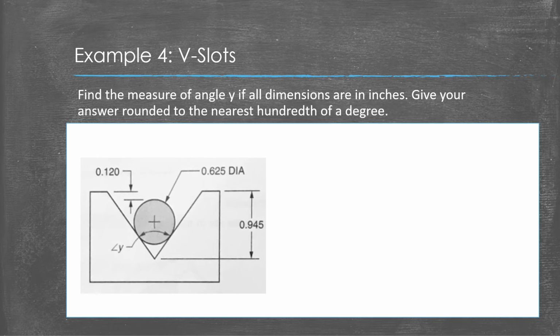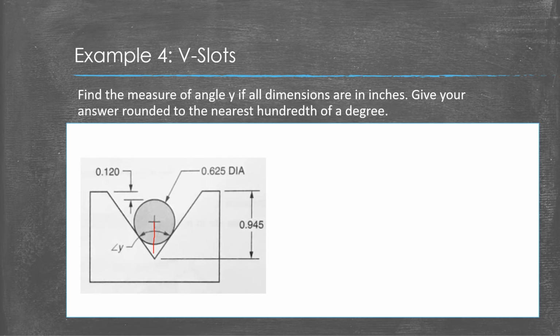This one, we want to find the measure of angle Y if all these dimensions are given in inches. So we can use a rod of known diameter, put it into a V to see did we get the right notch. That might be important if you're figuring out the angle on a gear or something like that. How do we solve it? First thing we're going to do is we're going to make our triangle. It's not given us in this picture.